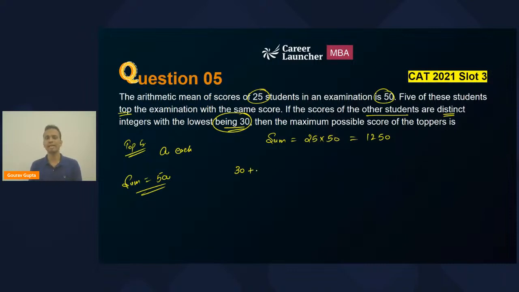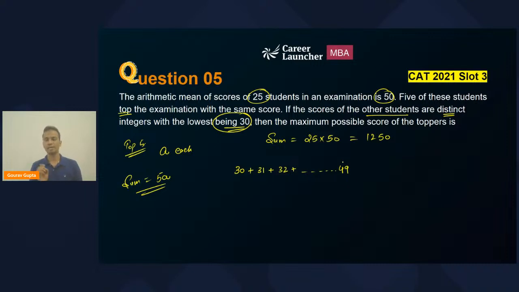So the score of the next student can be 31, minimum score. So the minimum score here will be 30. The minimum possible score for the second student will be 31. Then for the next student, it will be 32. So I'm writing the minimum possible values of the scores of the remaining 20 students. If I start with 30, the scores are distinct and they are integers, then the score of the 20th student will be how much? The score of the 20th student will be 49.